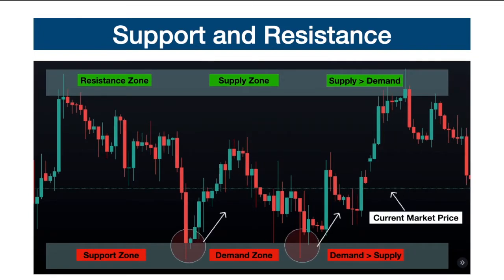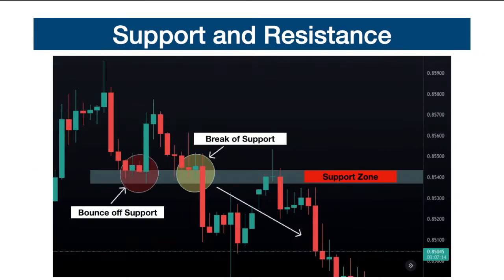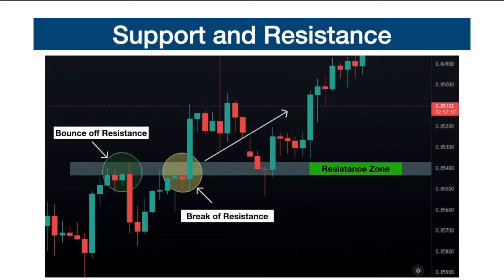The price that is rejected around a support level will have a potential reversal in an uptrend. The price that is rejected around a resistance level will have a potential reversal in a bearish trend. If the price breaks a support level, there will be a potential bearish trend continuation. If the price breaks a resistance level, there will be a potential bullish continuation.